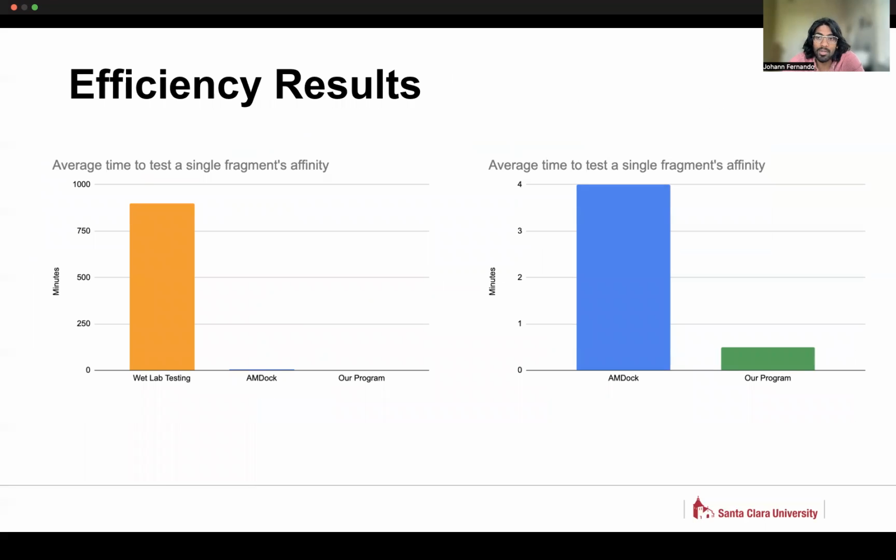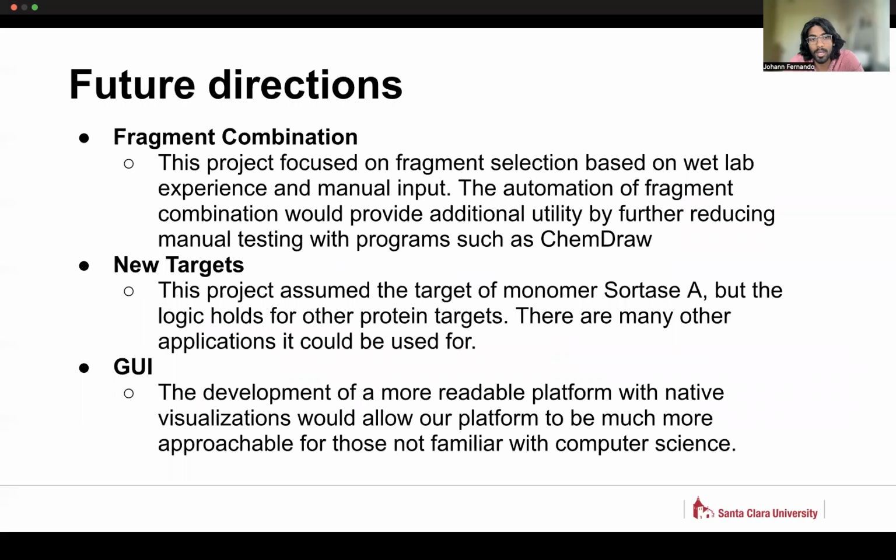The industry standard software, which is currently in use on a singular basis, and is not able to test in bulk, was already far faster than physical wet lab testing. But our program both automated more of the process, which allowed it to be even more hands-off, and functioned more quickly than the current industry standard.